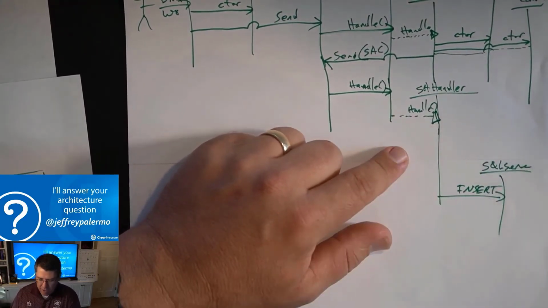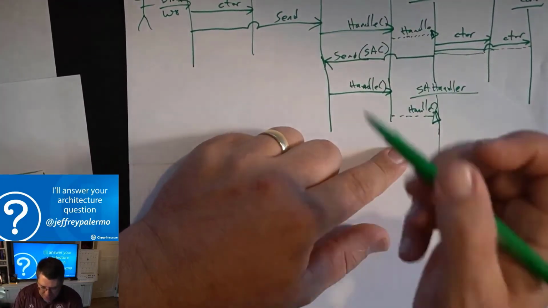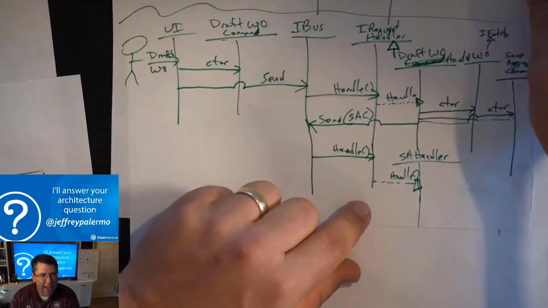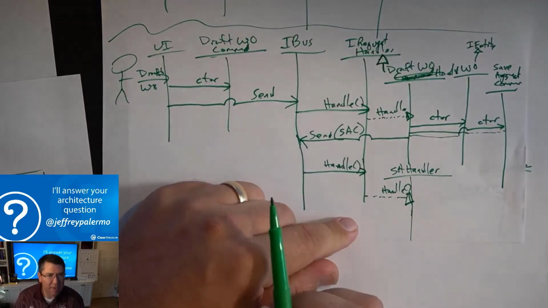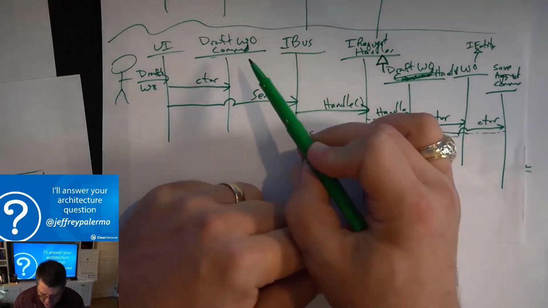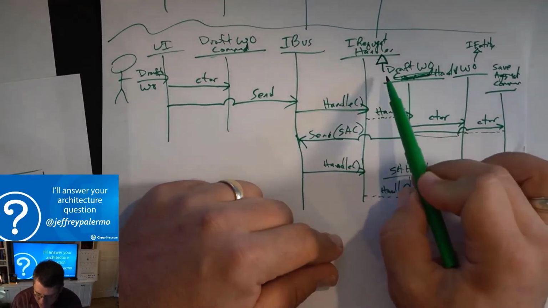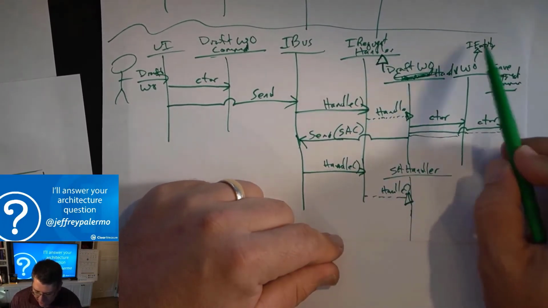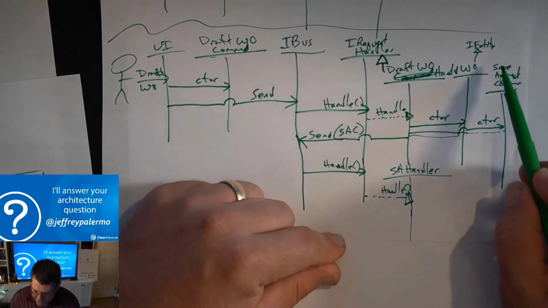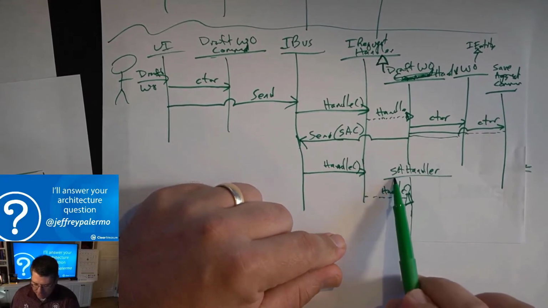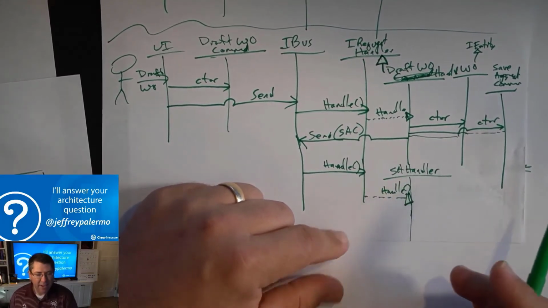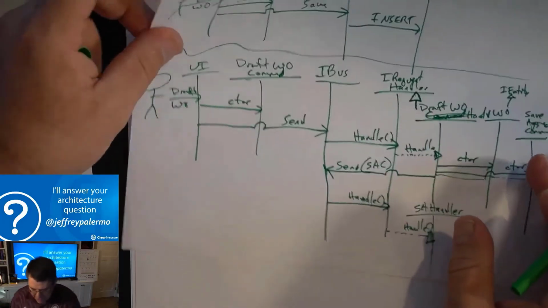Okay. So that's how we can use our sequence diagram to describe, hey, what we're doing, a pretty sophisticated application pattern where after you design this, every one of these would then be on the docket for a development task. Hey, we need the draft work order command. We need the iBus. We need the iRequest handler. We need a draft work order handler. We need iEntity work order class, save aggregate command, a save aggregate handler, and those would all be code files that we need to create.